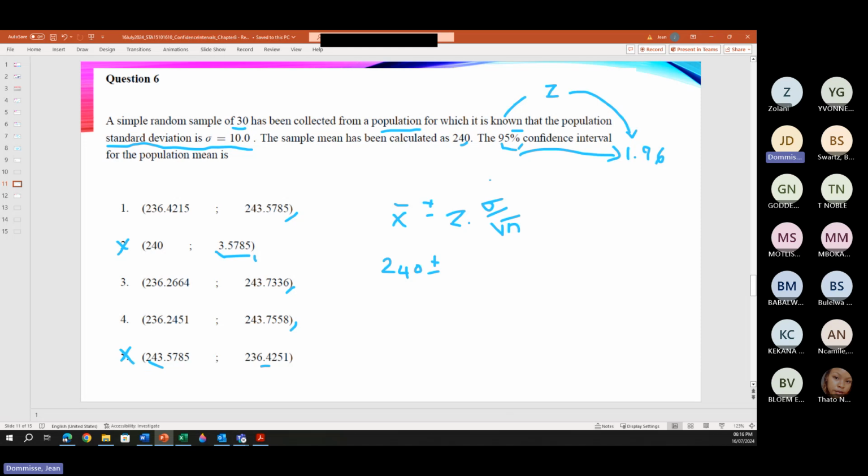Okay, so then let's work out what we're going to subtract and add. So it's 1.96 times the standard deviation, which is 10. The sample is 30. So let's see what we're going to plus or minus with. So 10 divided by the square root of 30.